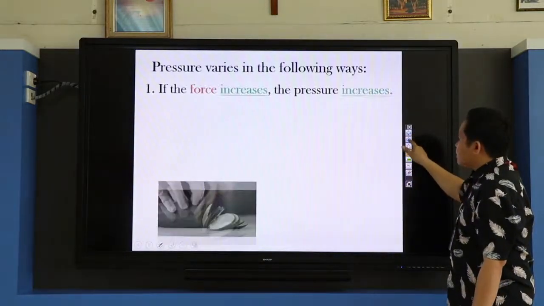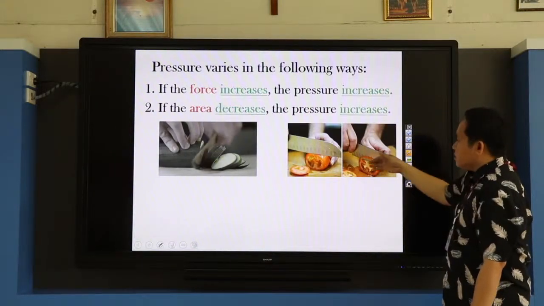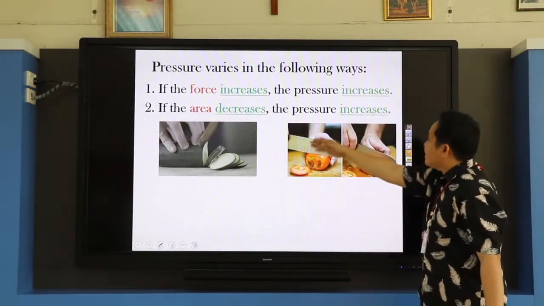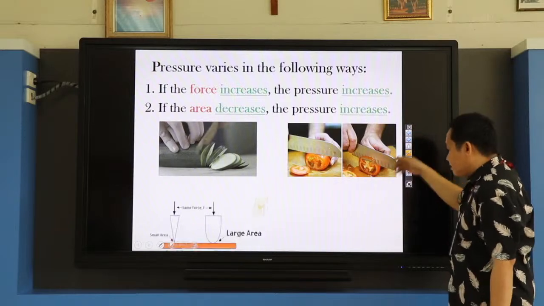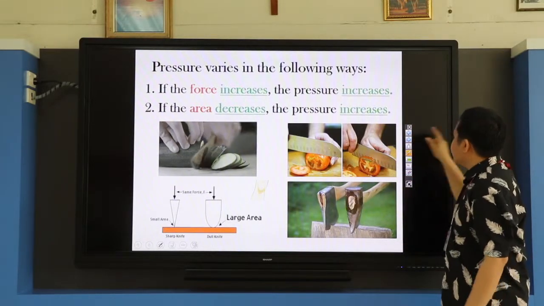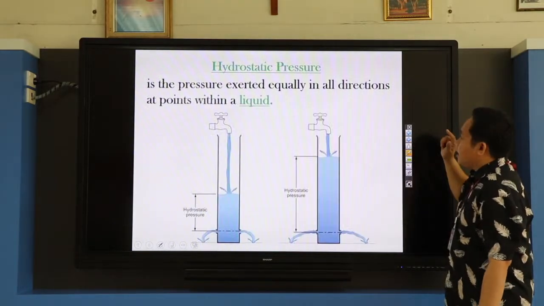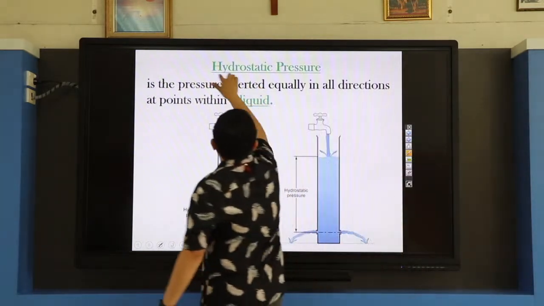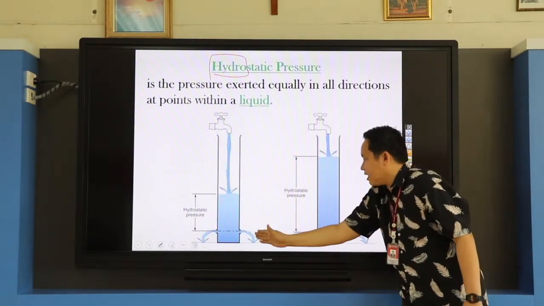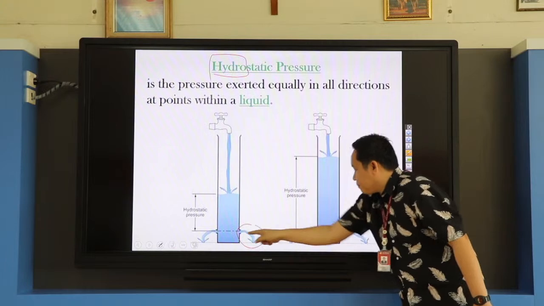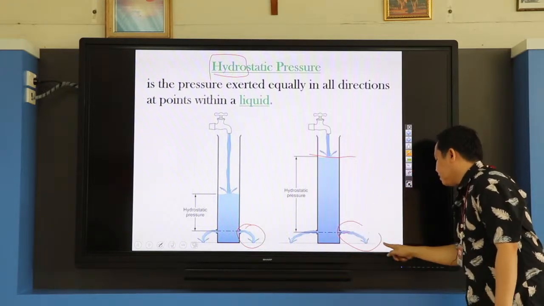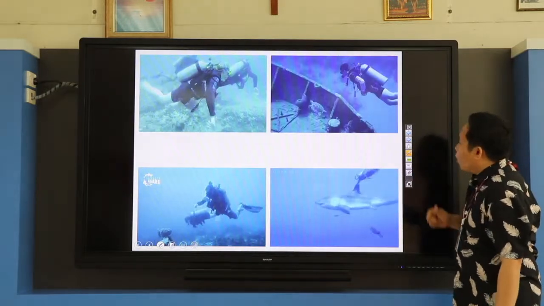We learned that pressure can be used in doing everyday activities. If the force increases, then the pressure also increases. Like this, there is a pressure in cutting something. Hydrostatic pressure, hydro means water. So this is the pressure that we can see in this container. If the water is less, the pressure is not that much. If the water is more, then the pressure is going to be more.